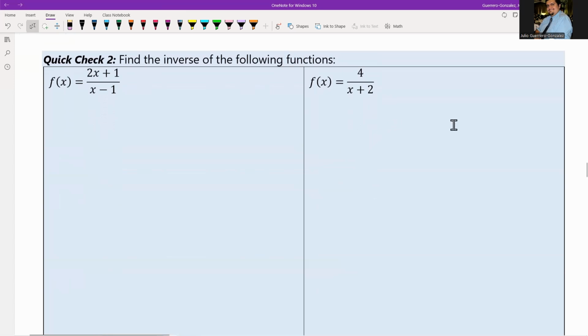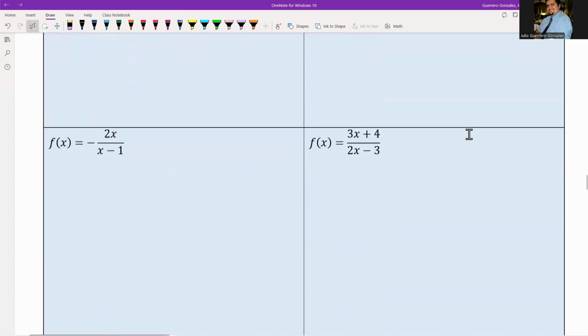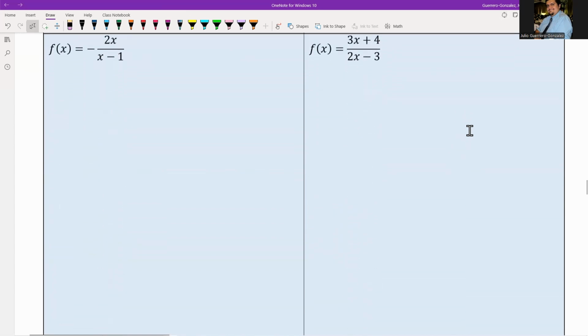Find the inverse. I'm going to make you guys find inverses, okay? There's 4 of them. You only have to do the one, and we'll assign the numbers when we get to class, okay?